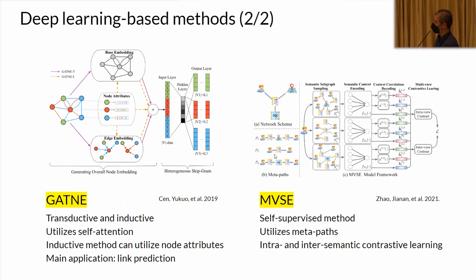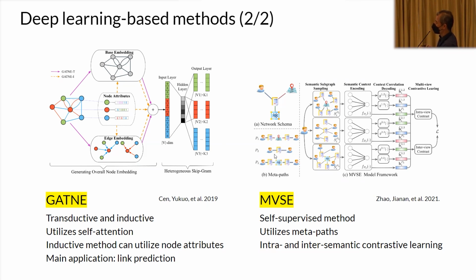Another popular method is GATNE, which has two versions. There's a transductive version, but there's also an inductive version where you learn a transformation function so that you can apply that function on a new graph that's never been seen. Again, there is attention applied, and the optimization of the embedding is done by using the skip-gram algorithm, like in the metapath2vec method.